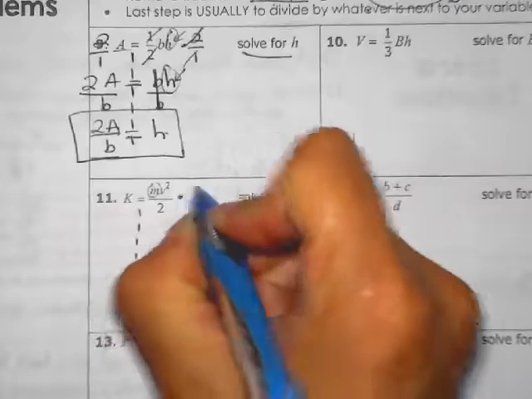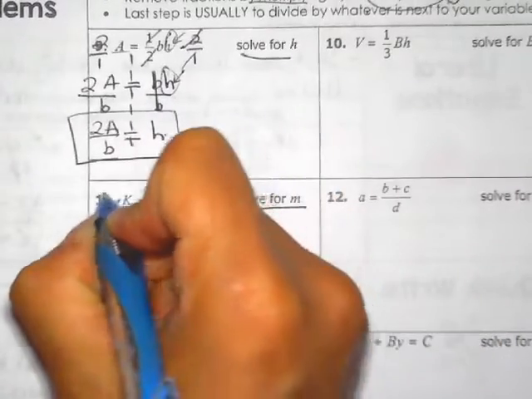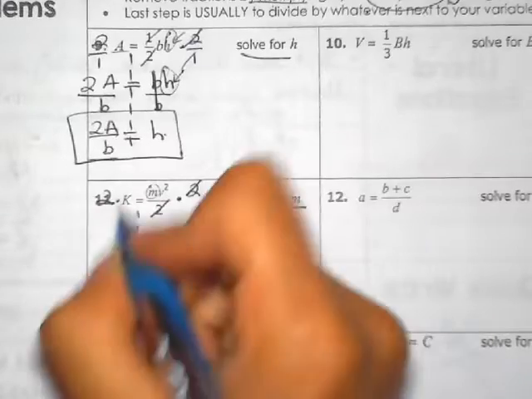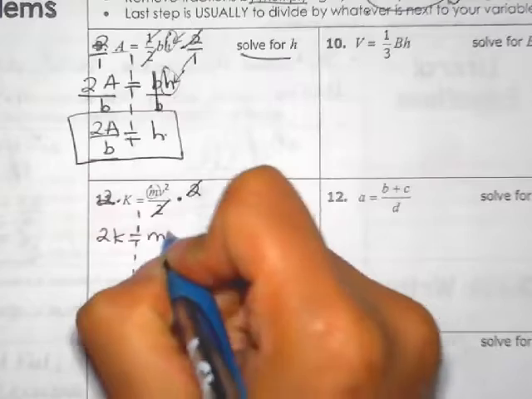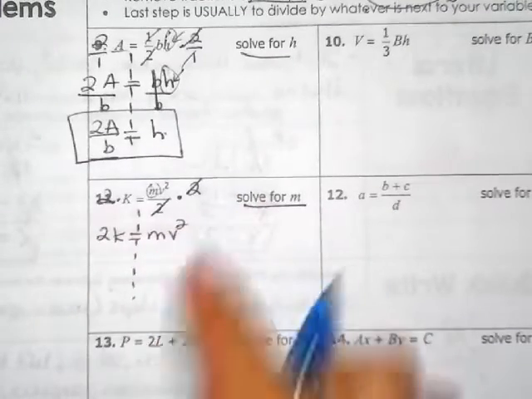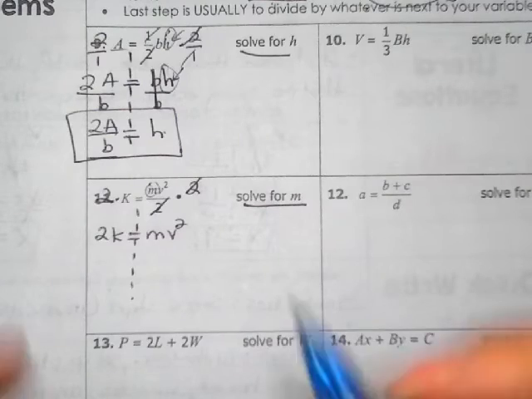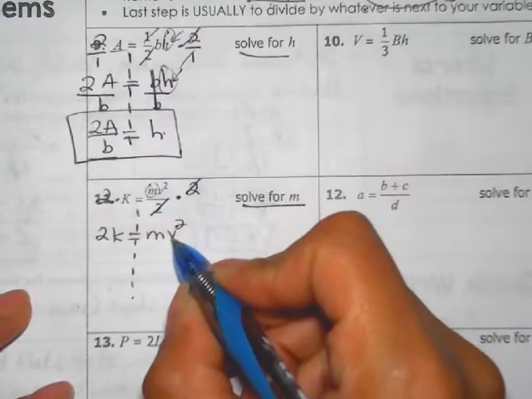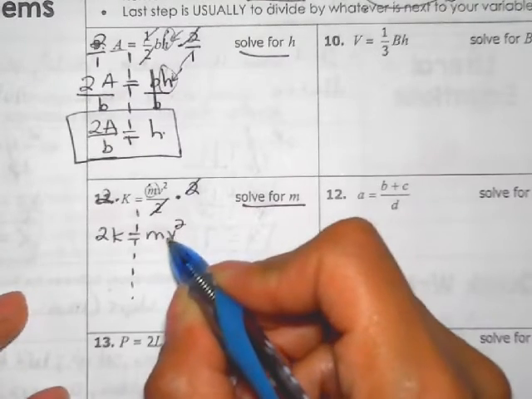Times 2. So multiply times 2. What do I do to one side, do to the other? Times 2. So this is 2K equals, and now there's no divided by 2 on the bottom, so just leave it as MV squared, just the top. Kaylee, now what do we do? Very good. What is happening between the M and the V? So to get rid of it, we?